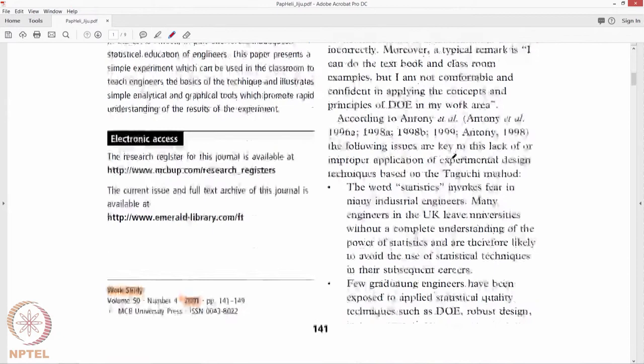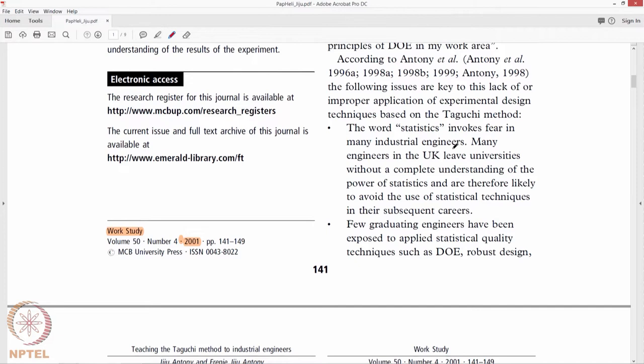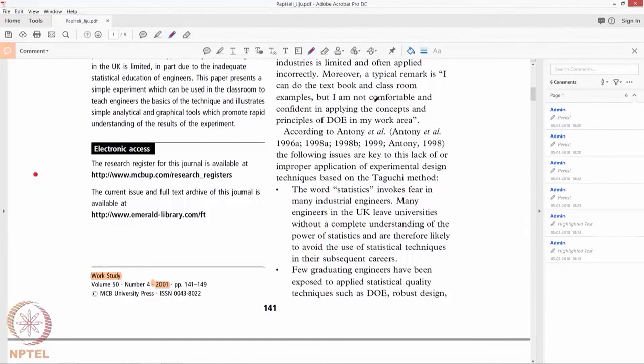Then this author himself or herself has written a lot of papers, there is a series of papers that they have done. What they say is this, these are the basic points that they believe explain why engineers in the industry are not willing to use DOE as statistics. So, as I pointed out earlier, he says the word statistics invokes fear in many industrial engineers.